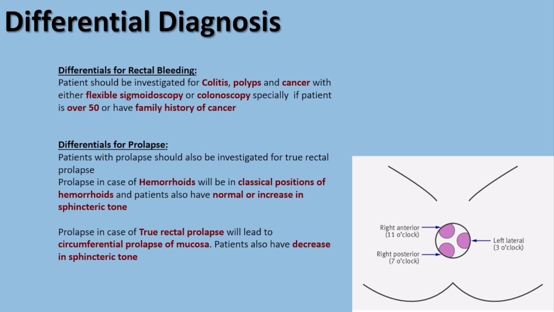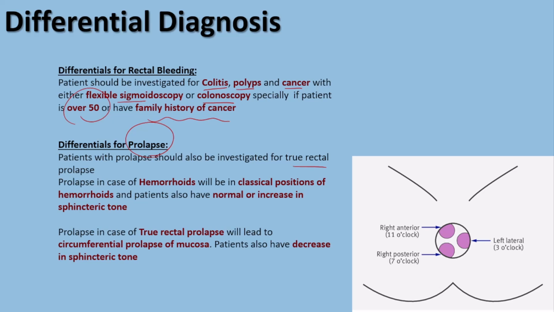Note that the 2 main symptoms of hemorrhoid are either rectal bleeding or prolapse. So if the patient presents with rectal bleeding, the patient should also be investigated for colitis, polyps, and cancer. You can do this with either flexible sigmoidoscopy or colonoscopy, especially if the patient is anemic, over 50, or has a family history of colorectal carcinoma. If the patient has prolapse of the anal region, the patient should also be investigated for true rectal prolapse.